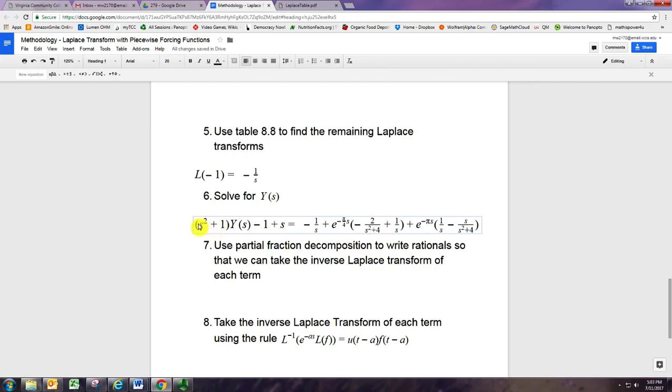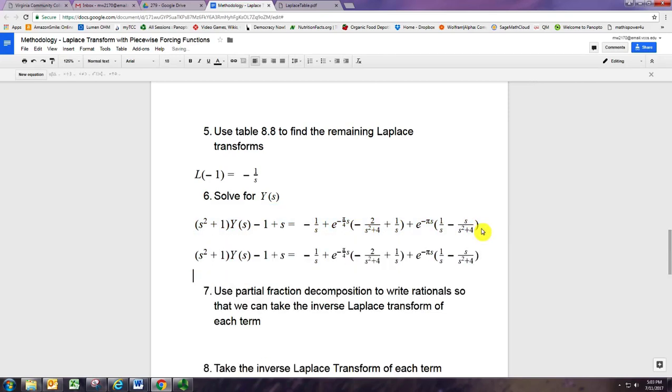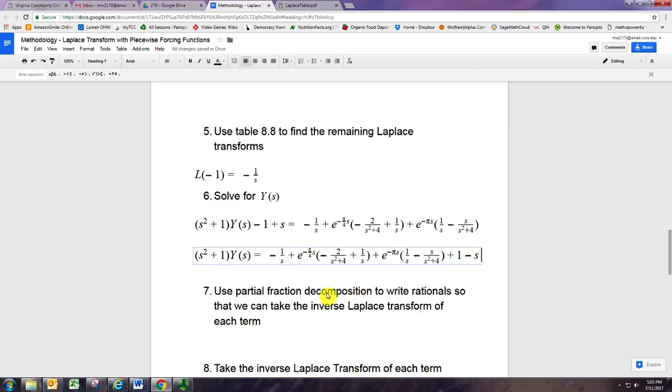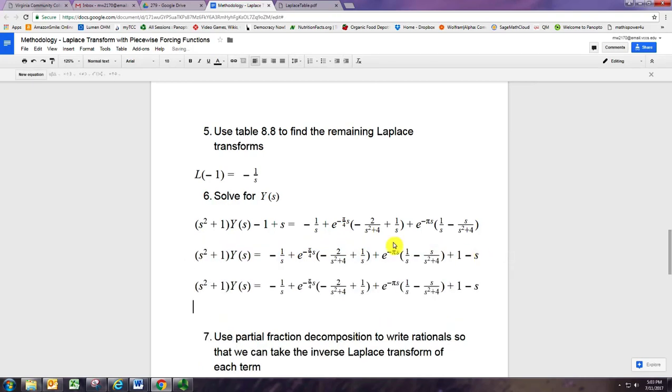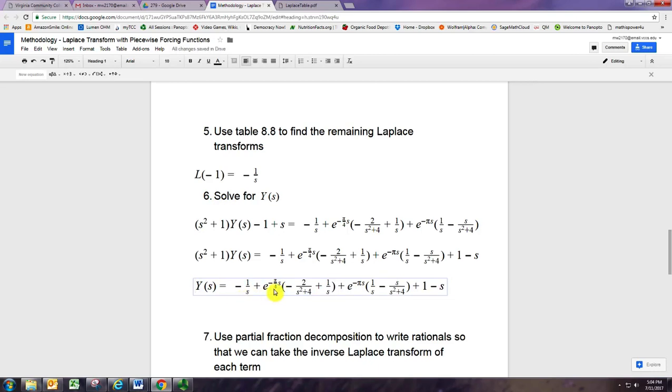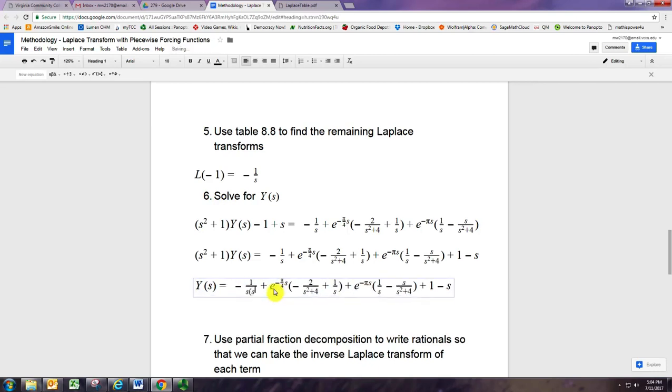So what is this going to look like? If we add 1 to both sides, we get rid of that. And if we subtract s from both sides, we will get rid of that. All right, finally, we will divide everything by s squared plus 1. And that's why we're going to need to deal with partial fraction decomposition, because we will get an s squared plus 1 in these denominators.